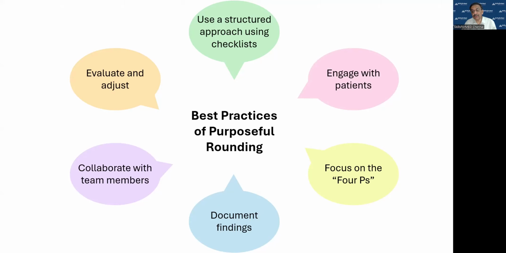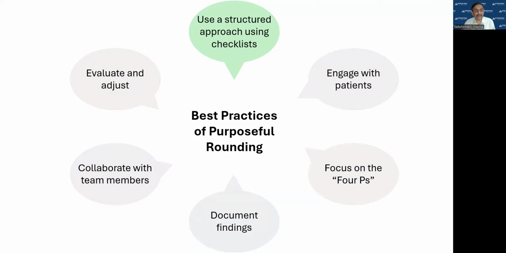Suppose you are not able to do purposeful rounding because you had an emergency or a new admission, then you will collaborate with your team members and ask them to do that round, the every hour round, for your patients also. So there is cross covering of the nurses on the floor to make sure the purposeful rounding happens every hour. And you need to audit and evaluate your purposeful rounding practices and adjust the practices as you go along. So these are all the features. I'm going to dive deep into each one of them.